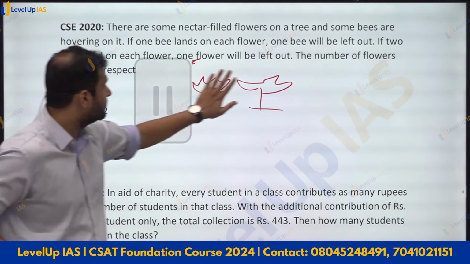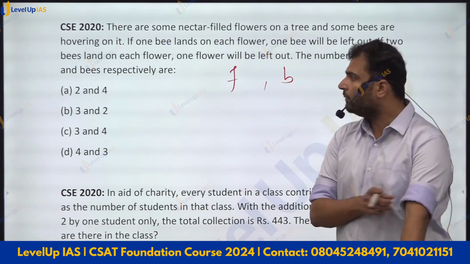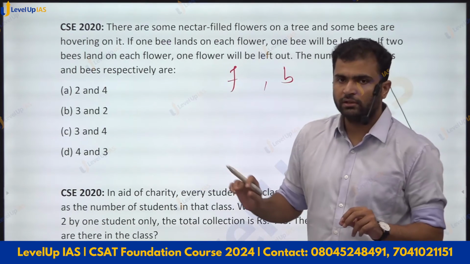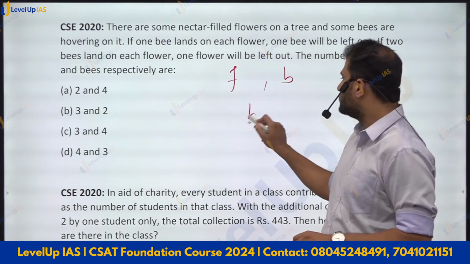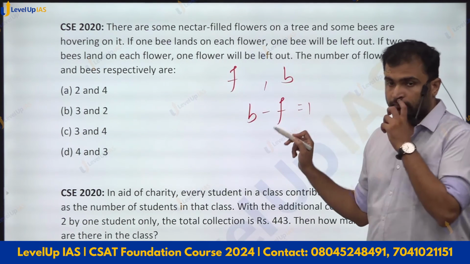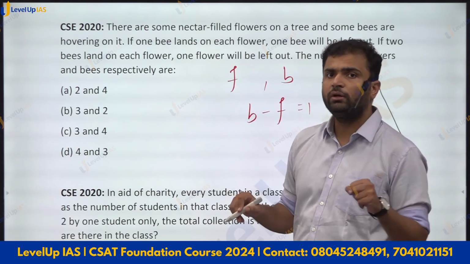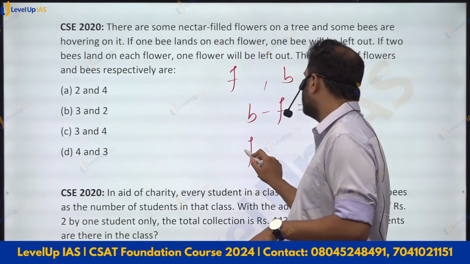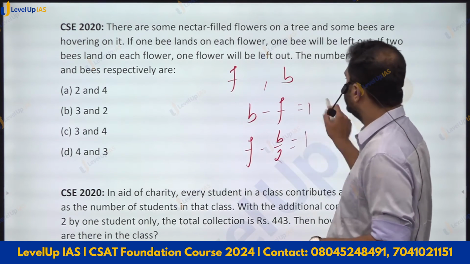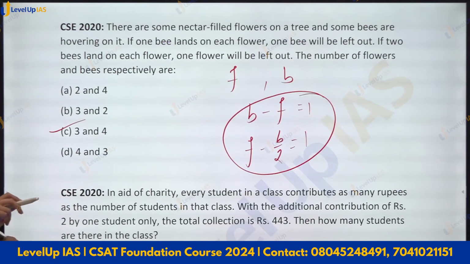But if you want to form equations, that is also possible. If f is the number of flowers and b is the number of bees, what do we have? Firstly, the number of bees has to be 1 greater than the number of flowers, because if one bee is sitting on one flower, one bee is still remaining. So b minus f is equal to 1. And the second equation: if two bees are sitting on one flower, then one flower is remaining. So f minus b by 2 is equal to 1. So these are the two equations. If you solve, this is the answer you get. But this question could be solved without forming the equations. Very easy.